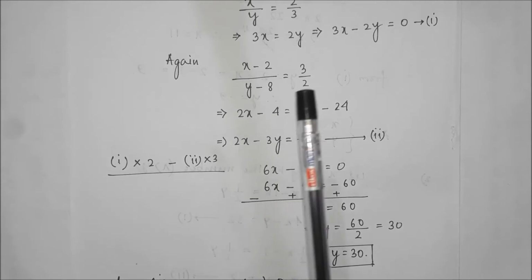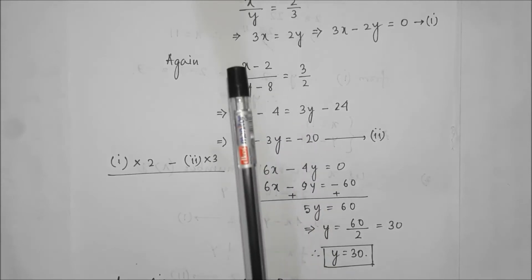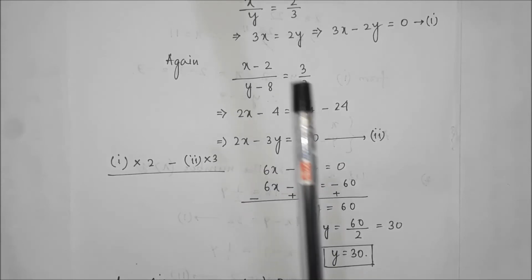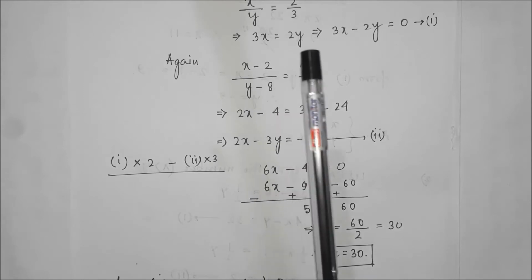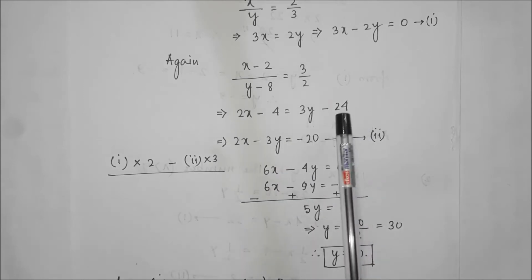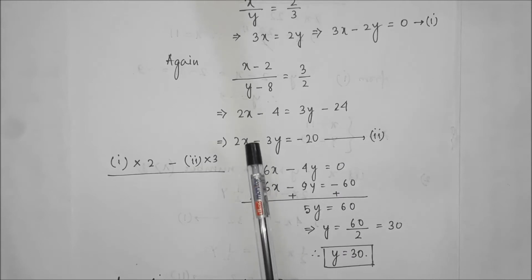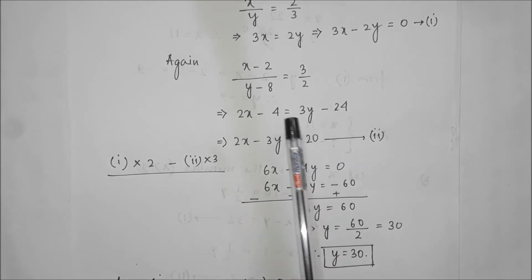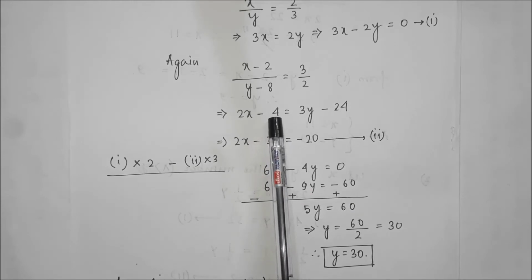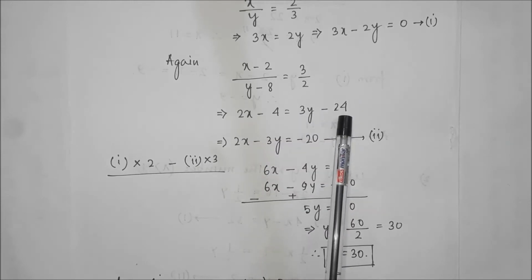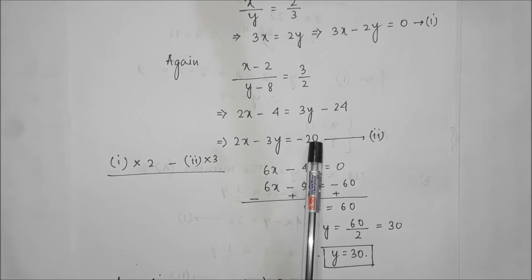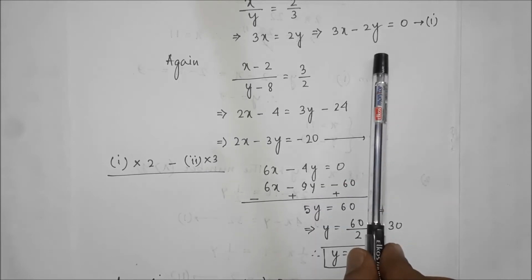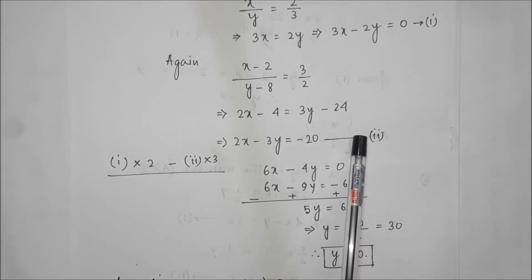Now we are applying the cross multiplication. So we will get 2 into x, 2x minus 4 equals 3 into y minus 24. That is 2x minus 3y equals minus 24, and when you take this minus 4 to the other side, it will become plus 4. So you will get minus 20. So this is our first equation. This is our second equation.